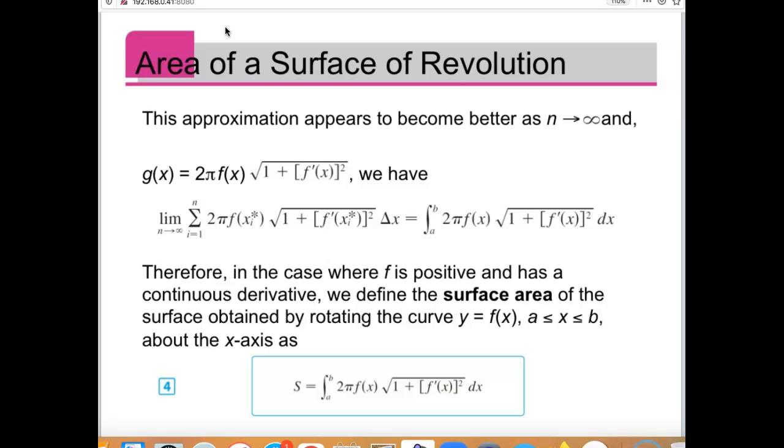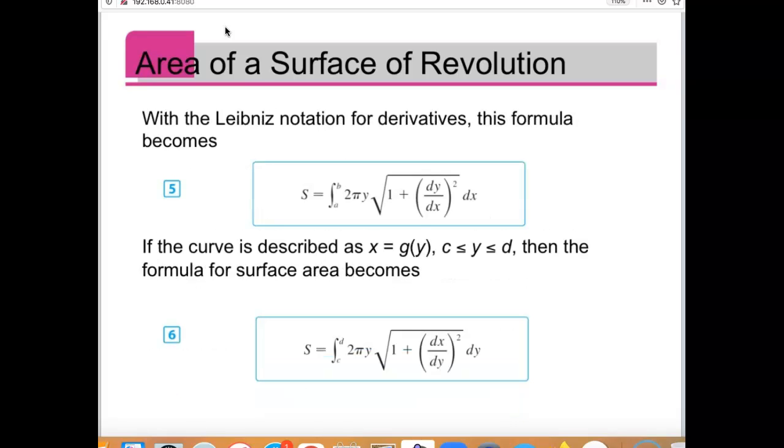All right, so there we have our formula. Surface area is the integral from a to b of 2 pi f of x times the square root of 1 plus f prime squared dx. And you can actually find surface area using any one of these formulas. So I've converted it to Leibniz notation, and instead of f of x, we've rewritten things in terms of y. So that's still f of x, right? And that's still f prime of x squared.